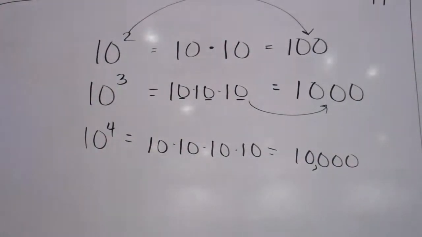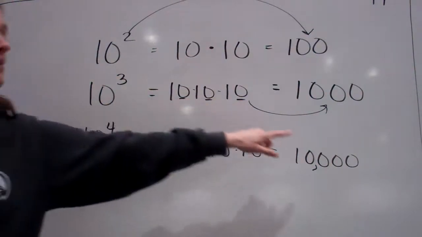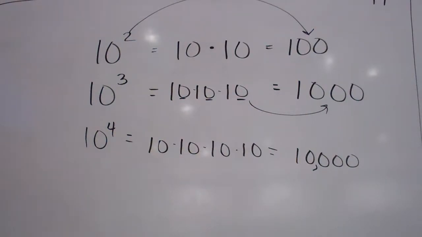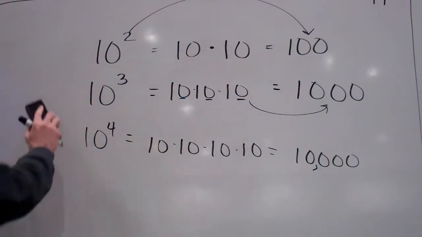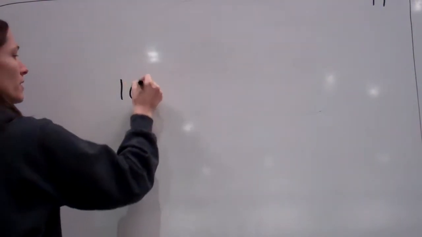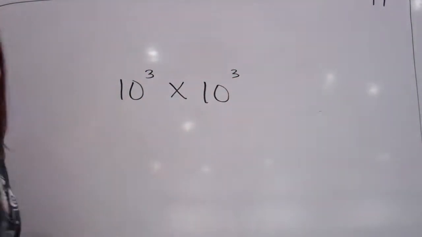Does everybody see how it works? So it's really quite simple. However many the exponent is, that's how many zeros you have. Pretty simple. All right, now, let's say we did a multiplication problem such as this: 10 to the third power times 10 to the third power.